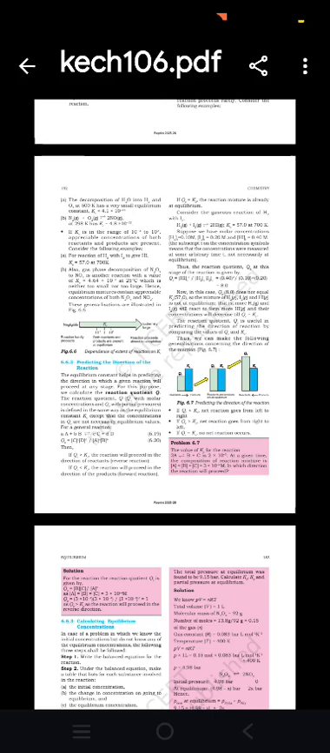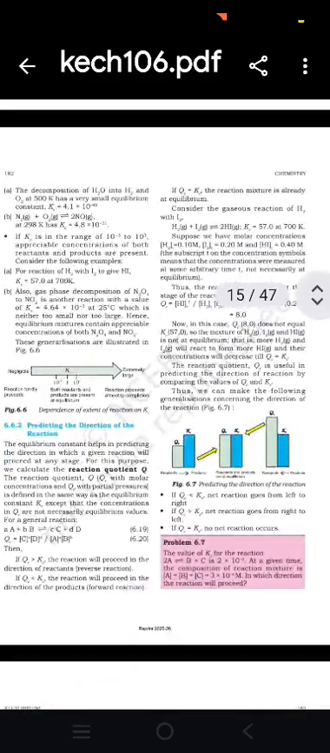Consider the gaseous reaction of hydrogen: H2 plus I2 gives 2 HI molecules. Suppose we have molar concentrations of H2 and I2 equal to 0.10 M. The subscript on the concentration symbols means that the concentrations were measured at some arbitrary time, not necessarily at equilibrium. The reaction quotient Qc at this stage of the reaction is given by Qc equal to [HI]t squared upon [H2]t times [I2]t.